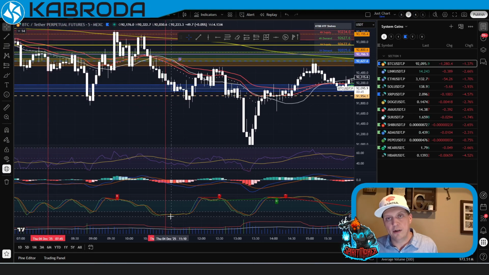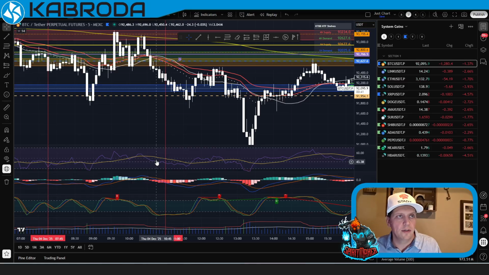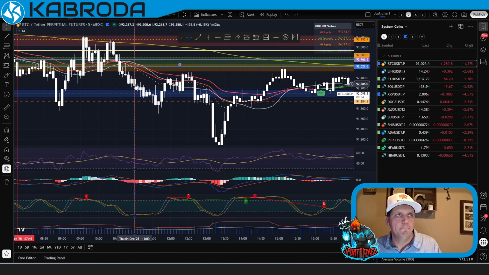Now, Stochastics are down, so that already kind of pushes us back. The MACD looks great, though. RSI looks great. So if I was going to take a trade right here, I would be careful. You can see it could possibly reverse. Obviously, we're going to trade it back to the 21 is the idea.